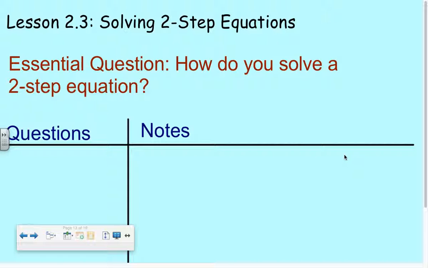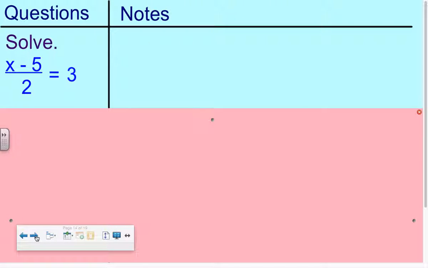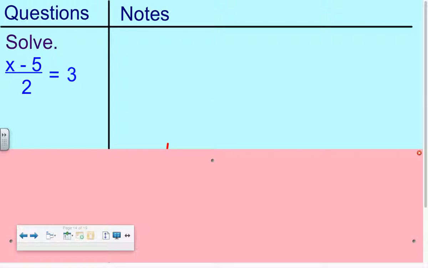Lesson 2-3, solving two-step equations. Essential question: How do you solve a two-step equation? All right, so we have (x minus 5) over 2 equals 3.